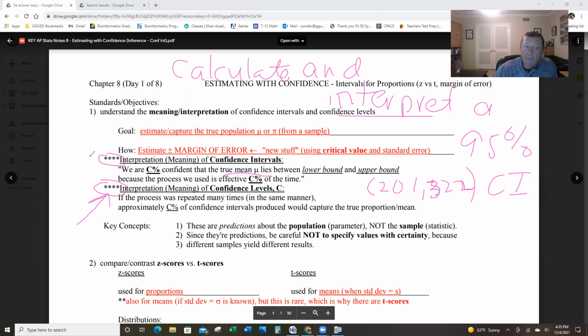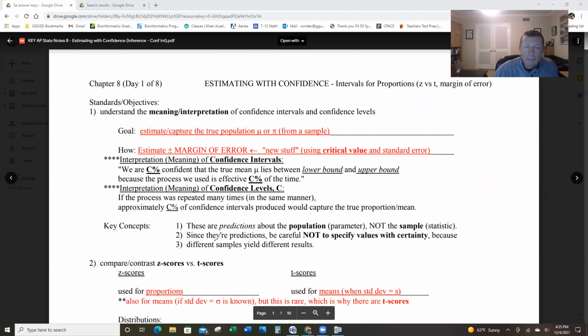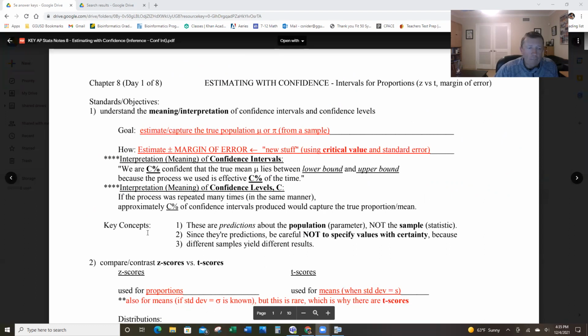So these are different questions. We're going to practice them quite a bit. Okay. All right. Some key concepts. These are predictions about a population. These aren't exact things. All right. Okay, fine. So let's slide down to the next one here.